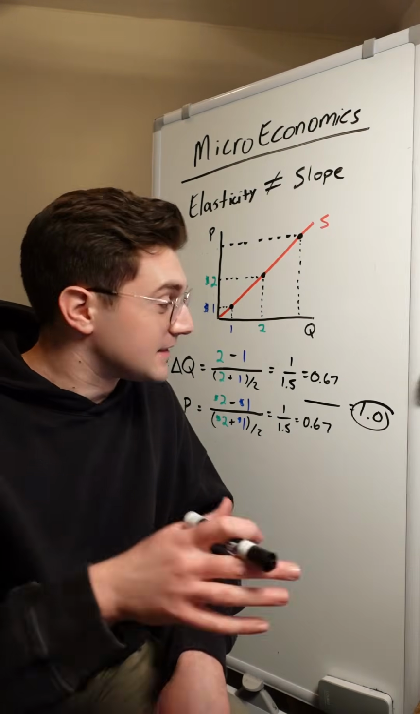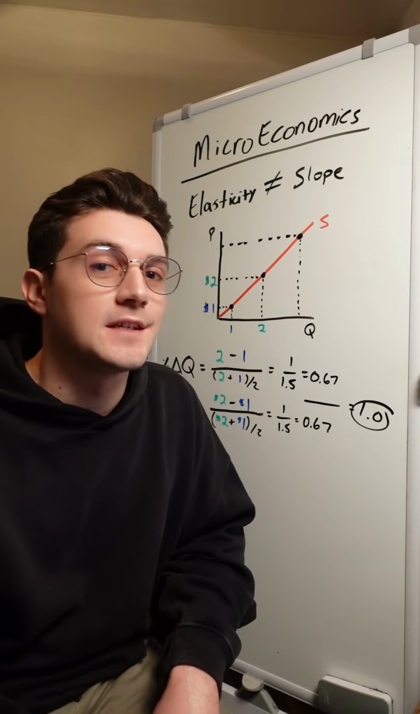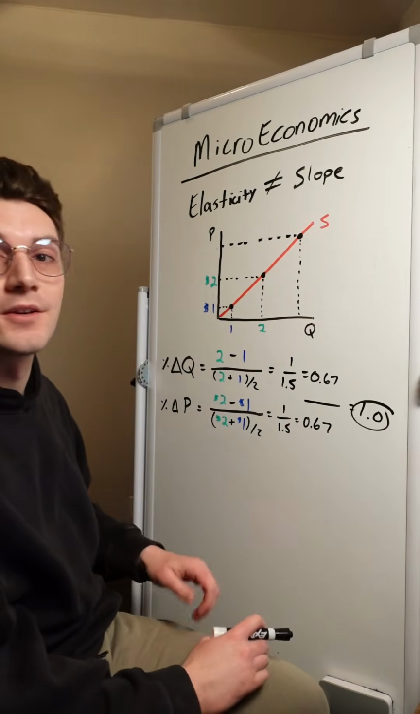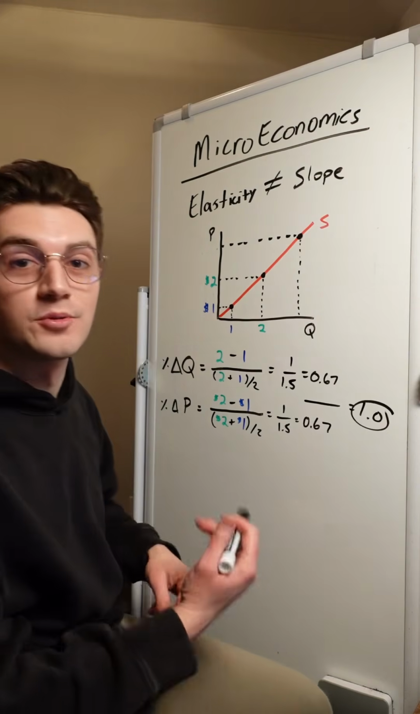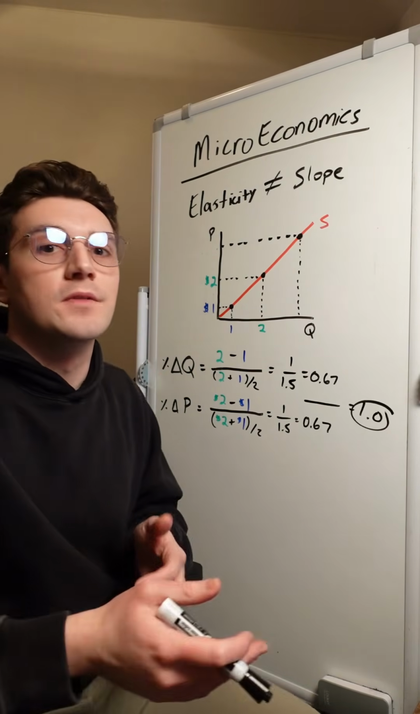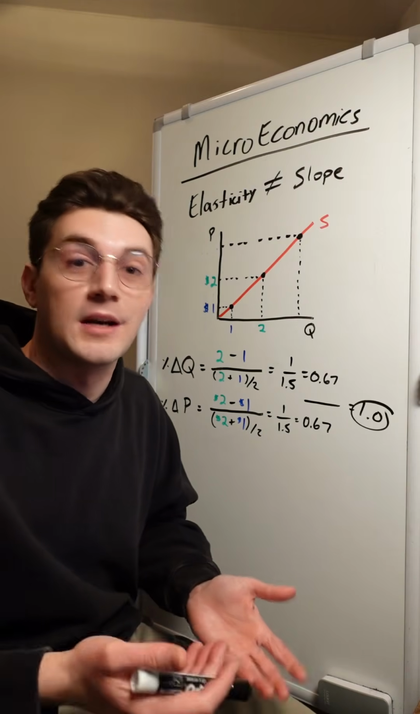The reason that this is happening, that we're getting the same price elasticity of supply value, is because of the direct or positive relationship of the supply curve. As price increases, quantity also increases with it. So it doesn't really matter what points we're moving between. The slope of the supply curve is what's going to determine our price elasticity of supply.